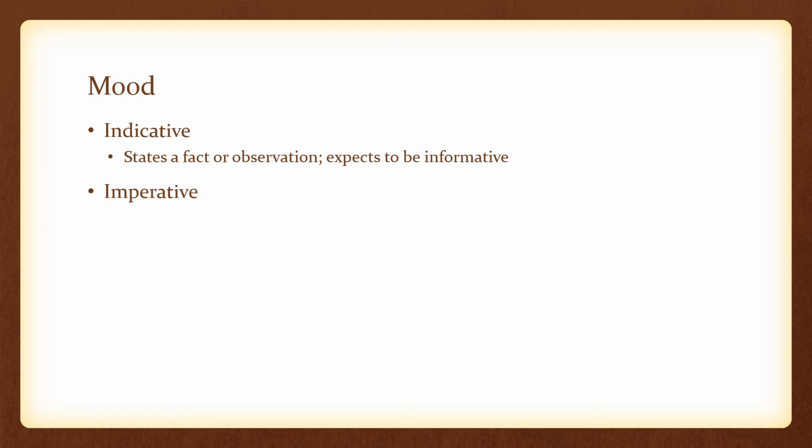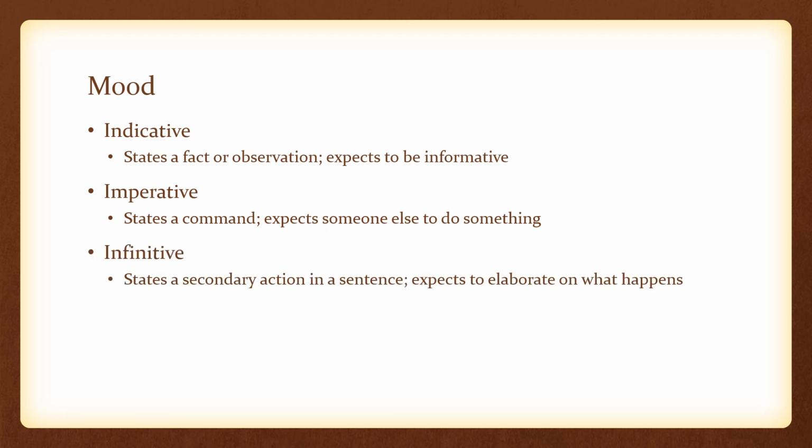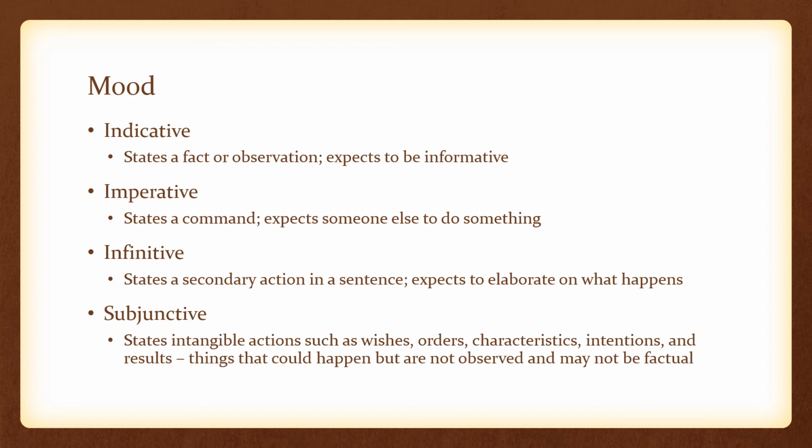Now let's talk about mood. The indicative mood states a fact or observation. It expects to be informative. It indicates that something is happening. The imperative mood states a command, expects someone else to do something. The infinitive mood states a secondary action in a sentence. It expects to elaborate on what happens. The subjunctive mood states intangible actions such as wishes, orders, characteristics, intentions, or results. These are things that could happen but are not observed and may not be factual.